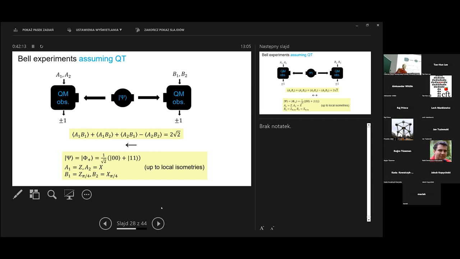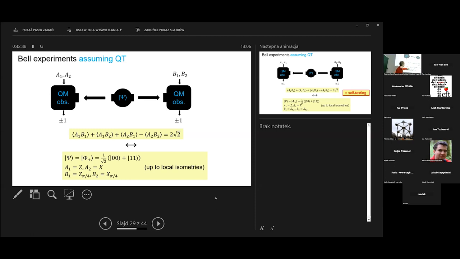So you can do all this kind of trivial transformation, which are local isometries, so mappings that preserve the inner product structure. But what people found out is that besides these trivial local isometries, there is no other way to reach 2√2 than using this strategy. Okay, so these two statements, the devices are implemented using that strategy, and the devices produce a CHSH violation of 2√2, are two equivalent statements.